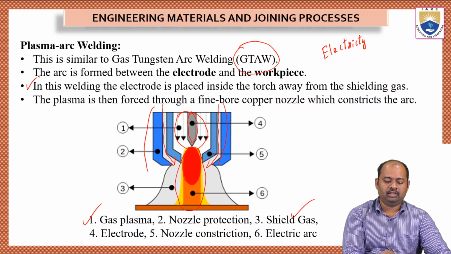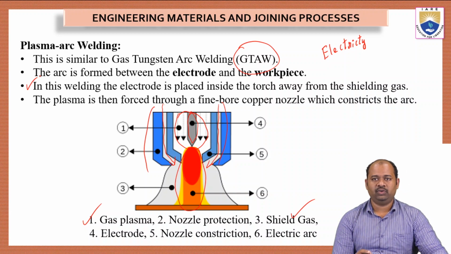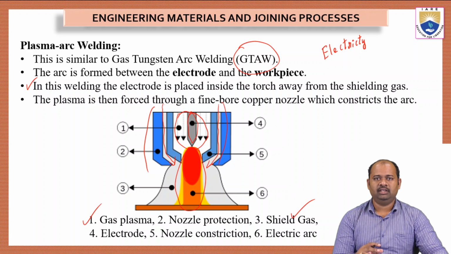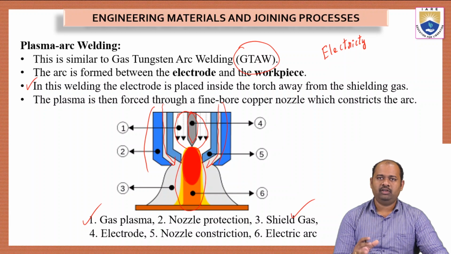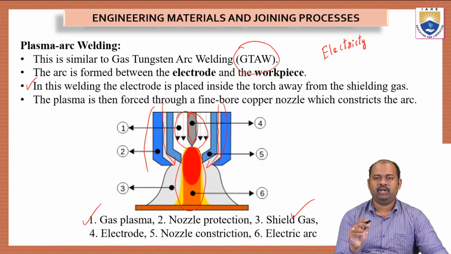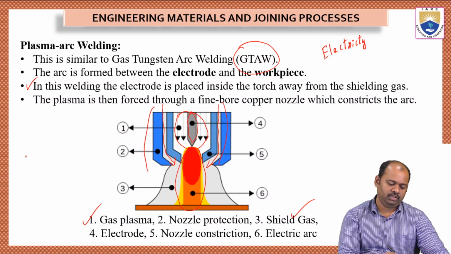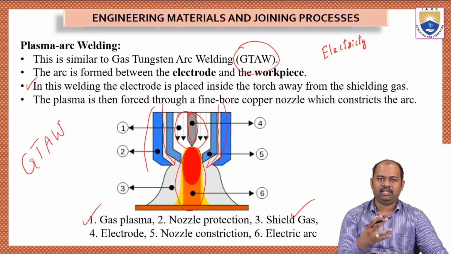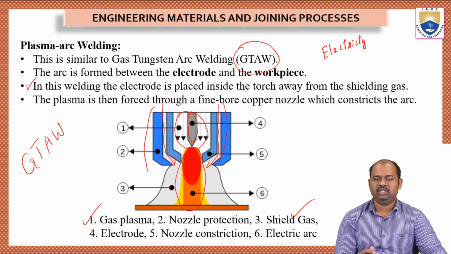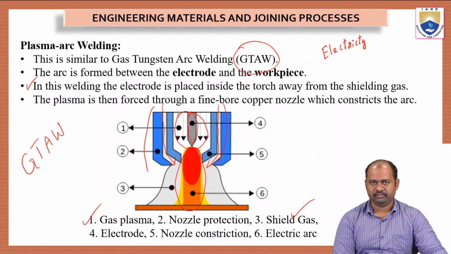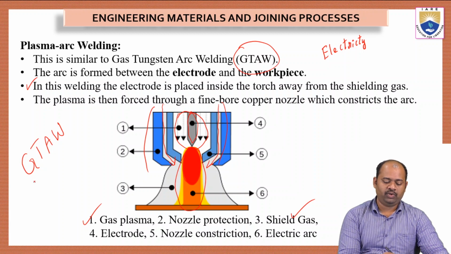The third important point about this electrode is that, in this welding, the electrode is placed inside the torch. That means it will not be in contact with the shielding gas, which is a disadvantage in case of GTAW. So mostly we will compare this welding with GTAW. The disadvantages or shortcomings that we have seen in GTAW have been rectified and modified. Finally, we got this plasma arc welding. First thing is low temperature. The GTAW has low temperature.